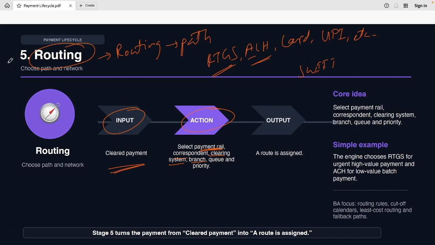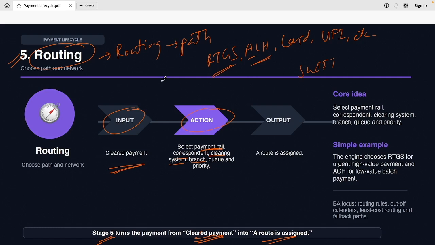And during this particular stage, you should document the routing conditions, the routing priority, the cutoff calendars, holiday calendars, the cost rules involved, the currency rules involved, the fallback logic, manual routing scenarios, etc. In short, stage 5 basically converts a cleared payment into a payment with an assigned processing route.